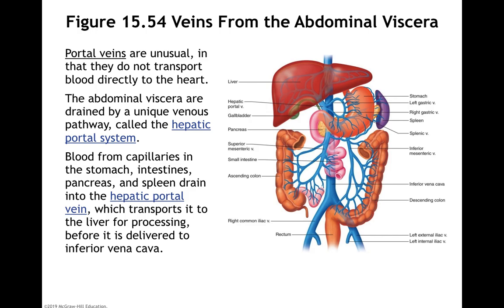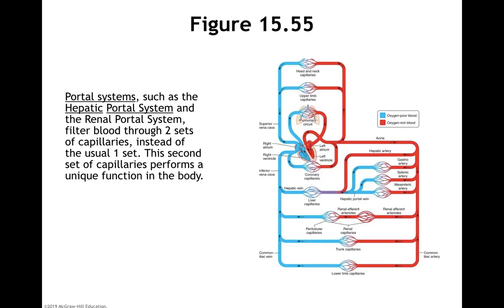The abdominal viscera are drained through the hepatic portal system. So blood from the capillaries in the stomach and intestine and pancreas and spleen drain into the hepatic portal vein, which transports it to the liver for processing before it's delivered to the vena cava. So again, you go from a capillary bed to a vein back to a capillary bed. Portal systems, like the hepatic portal system, the renal portal system, filter blood through two sets of capillaries instead of one, and the second set of capillaries perform some unique function for the body.